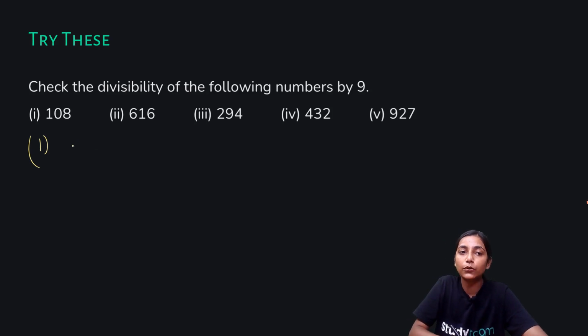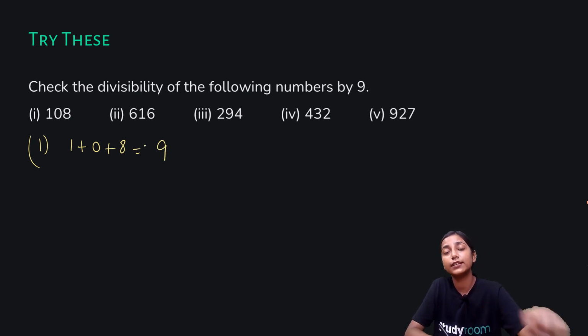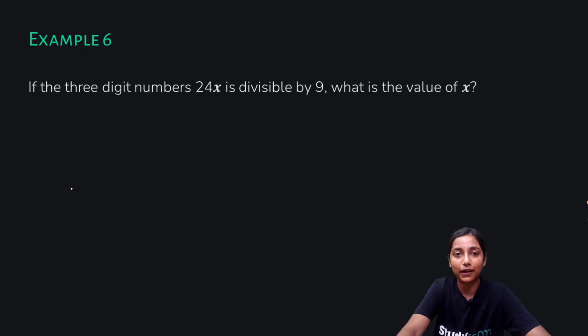So we have 1, 0, 8. We need to add these numbers. Their sum is coming to be 9, which is divisible by 9. Since the sum of all the digits of this number is divisible by 9, therefore this number is divisible by 9. Do all the other parts.